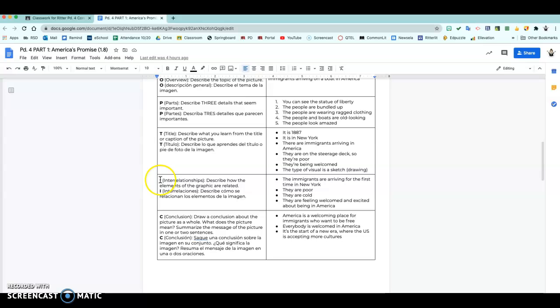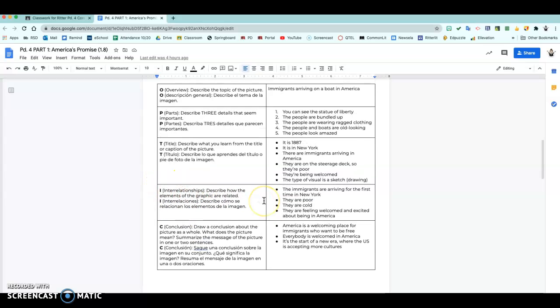When we get down to interrelationships, that's when we start making some inferences. So we're putting together the fact that there are people on the boat being welcomed, that they're in New York at Ellis Island. So we can infer that this is a bunch of immigrants arriving for the first time in New York. The fact that they're on the steerage deck and they're wearing ragged clothing can lead us to the inference that they are poor.